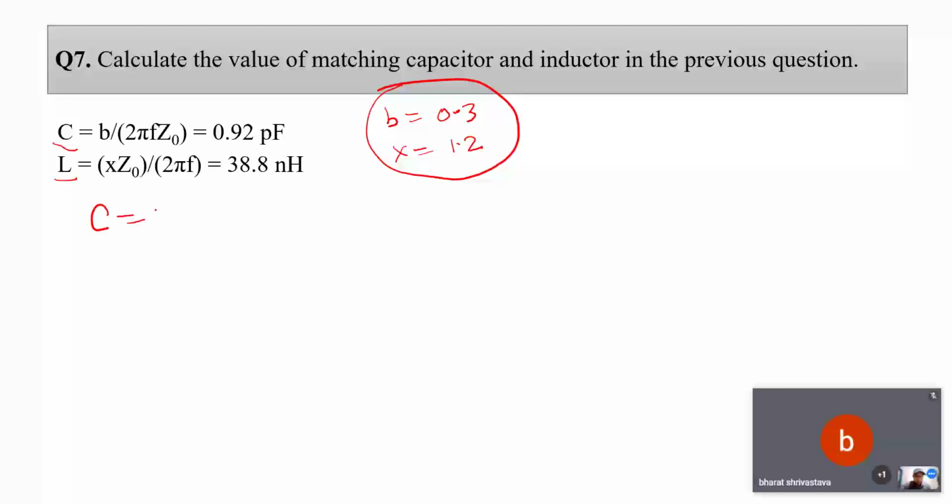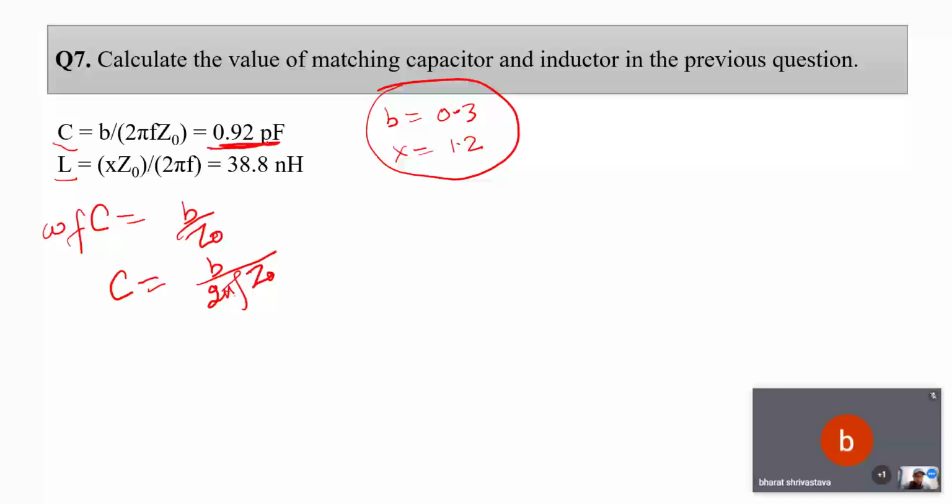So C we have defined as omega times b. But here this represents the normalized susceptance. To find the actual susceptance, you have to divide by the characteristic impedance. So that's how you find the value of C, that is b by 2 pi f into z naught.